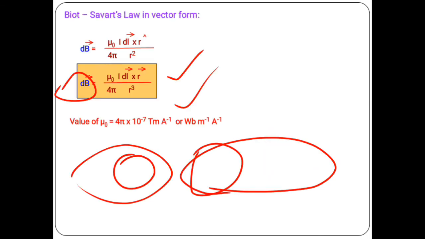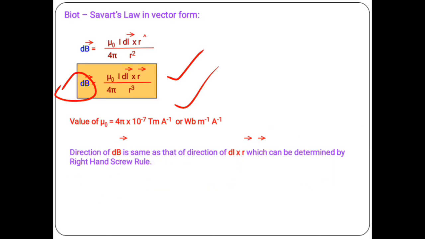So the magnitude is given by the vector form and also the normal form: dB equal to mu naught by 4 pi I dl sin theta by r squared, or mu naught by 4 pi I dl vector cross r vector by r cube. So this is called the Biot-Savart law, which is used to find the magnetic field at any point due to a current carrying conductor. So thank you students.